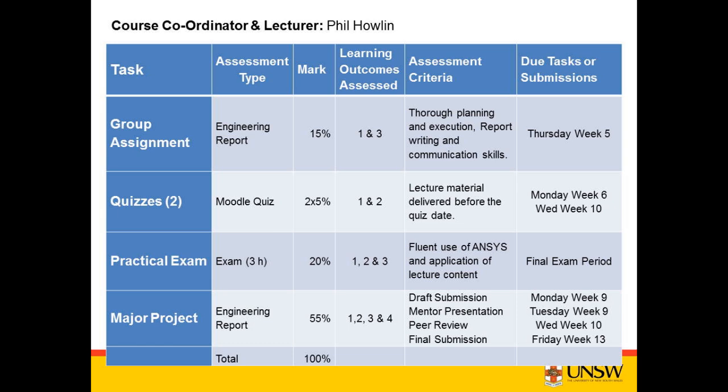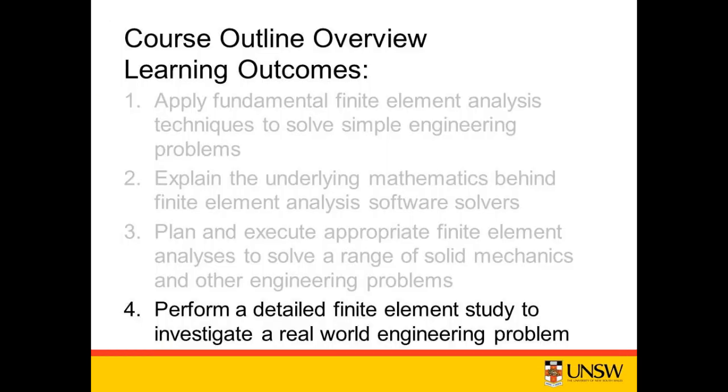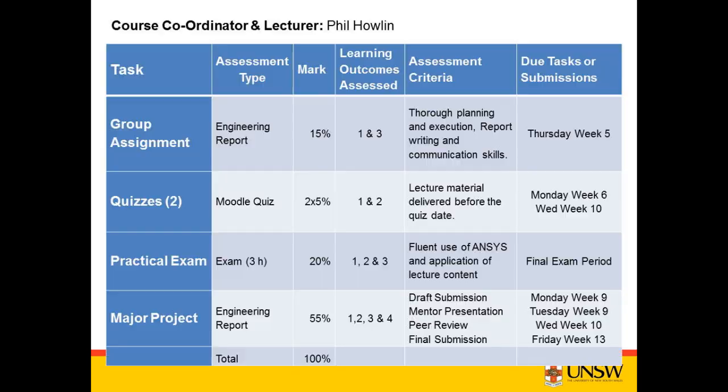Learning outcomes assessed. This is a table in your course outline. Points 1, 2, 3, and 4 relate to points 1, 2, 3, and 4 there, in case you're interested in what we are trying to demonstrate as we undertake this. So group assignment, points 1 and 3. And that's due Thursday of week 5.